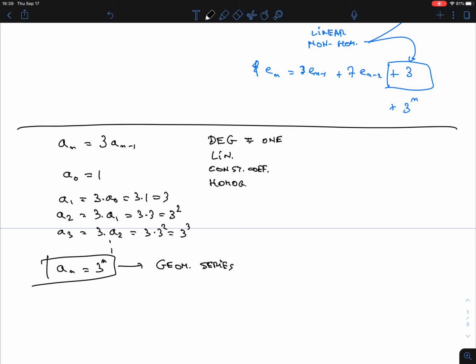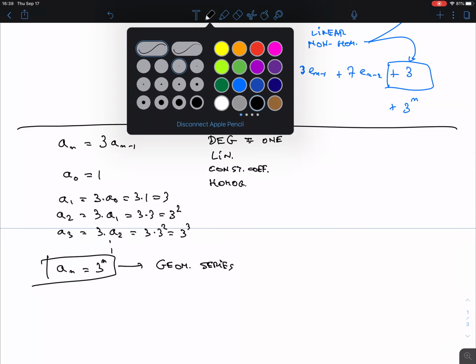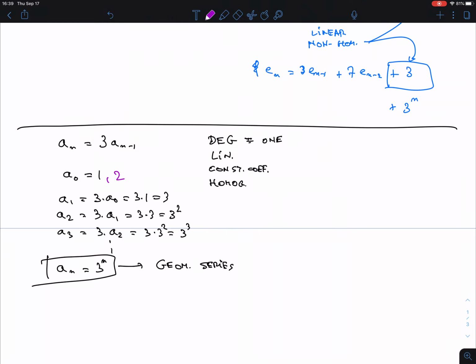So if you start from a degree 1, constant coefficients, linear, homogeneous, your solution is basically a geometric series or a multiple of that. Because why is it 3 to the n? Suppose I replace this 1 by, say, 2, what would have happened? Well, everything else would have been doubled. So in that case, my solution would have been a_n is twice 3 to the power n, which is not the same as 6 to the power n.